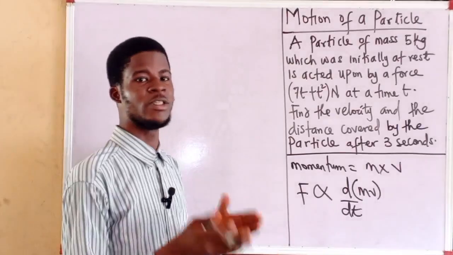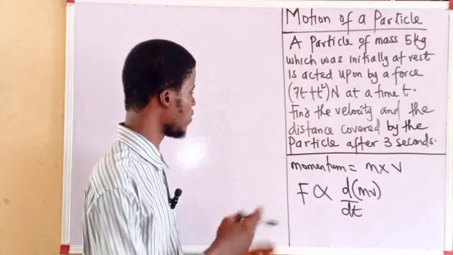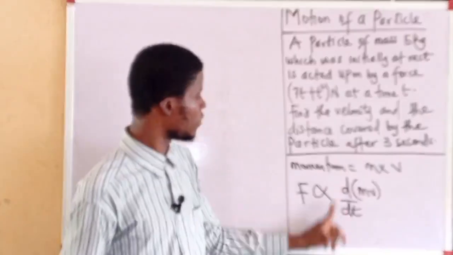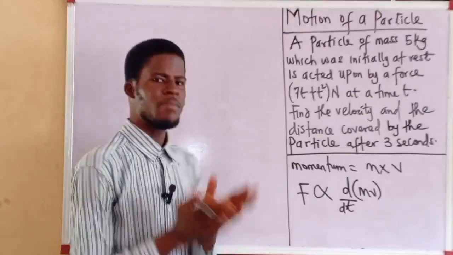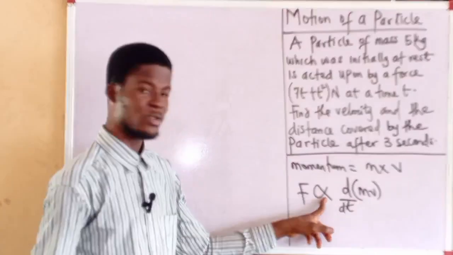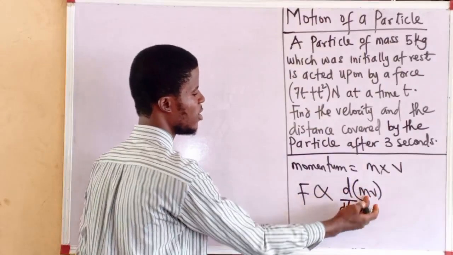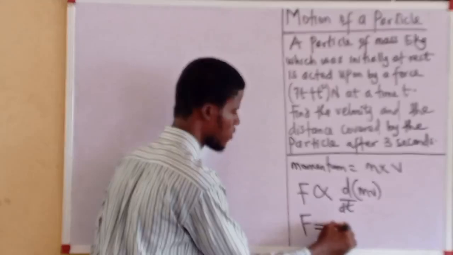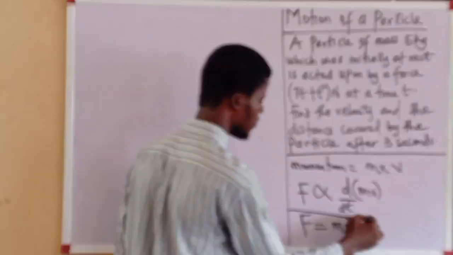The law says the rate of change of momentum of a body is proportional to the applied force and is in direction of the force. So F, the force, is directly proportional to the rate of change. Rate of change is to differentiate the momentum with respect to time. Now, the mass of a body is constant. We have to eliminate this proportionality sign by introducing a constant. Since the mass of the body is a constant, if we bring it out, we'll have F equal to the mass of the body times dV/dt. This is what we are going to make use of to solve the problem.